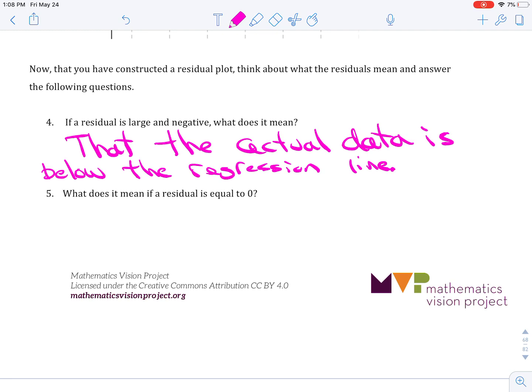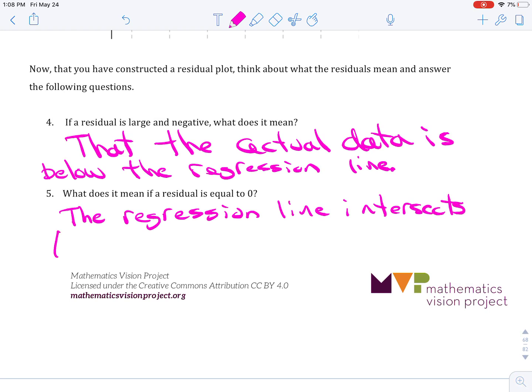What does it mean if your residual is equal to 0? Guesses? That means that the regression line intersects the actual data.